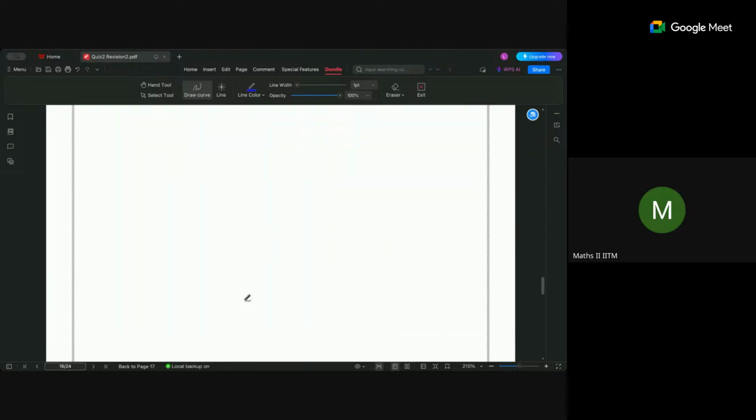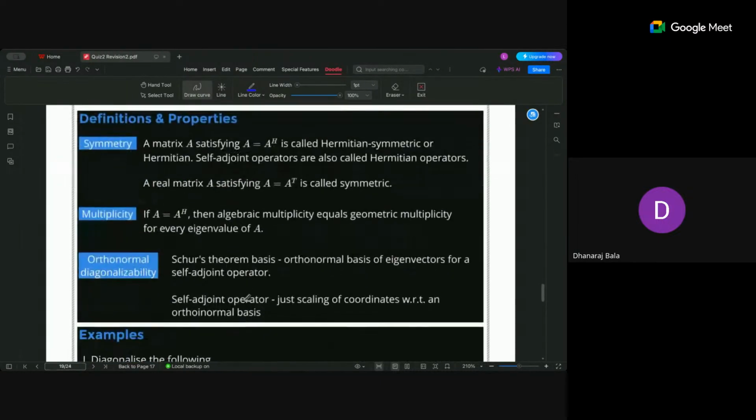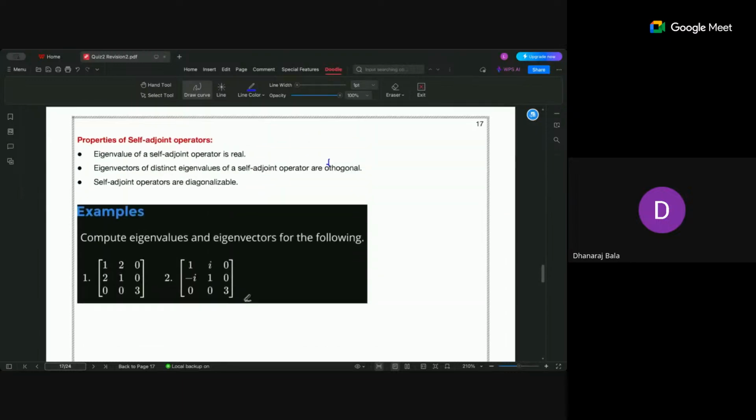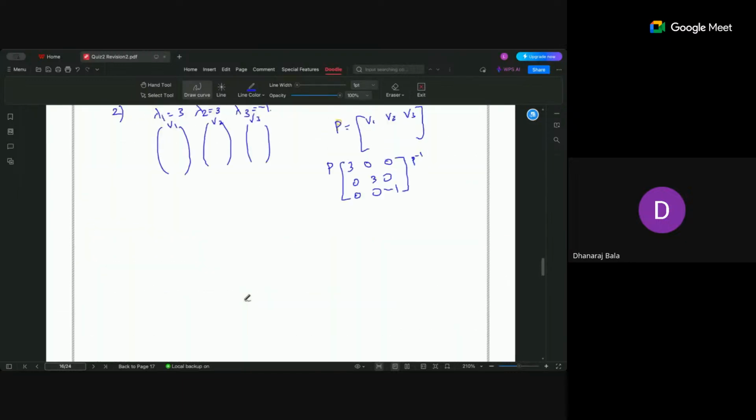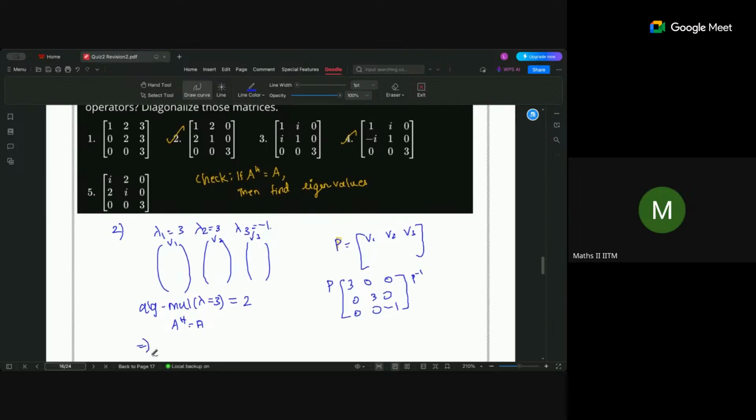Fine. So, what is the characteristic polynomial? I didn't get the answer that was told for that problem. 3, 3 and minus 1, right? See, what I said is that usually here, what is the algebraic multiplicity for lambda equal to 3? 2. Now, since you already know that A^H is equal to A, this tells you that the geometric multiplicity is also 2.